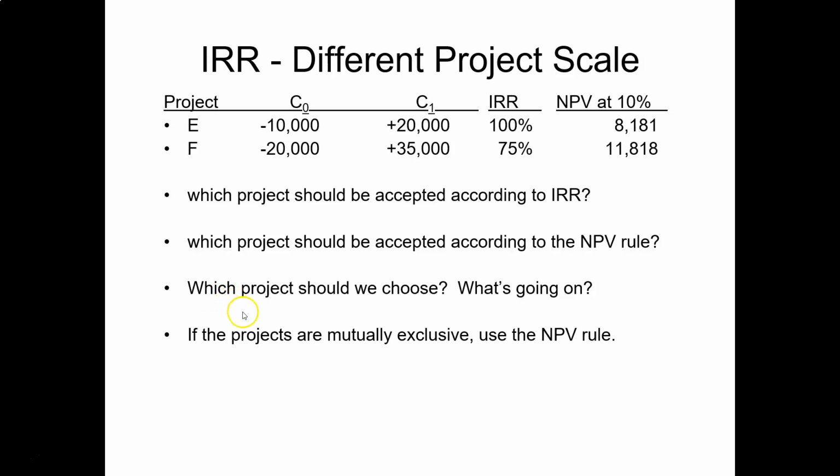However, if we have to make a choice between these two projects, that is to say, the two projects are mutually exclusive, and we need to pick the most promising one, then we should select Project F, because Project F has the highest net present value.